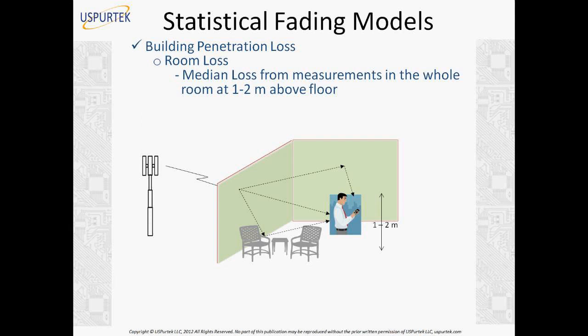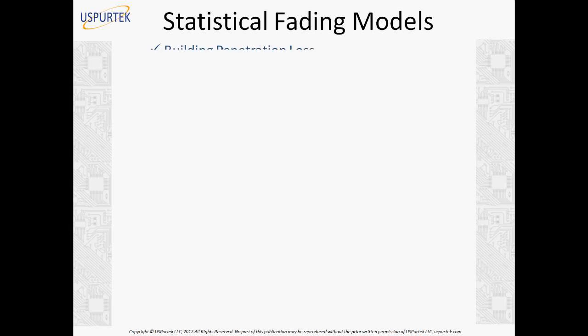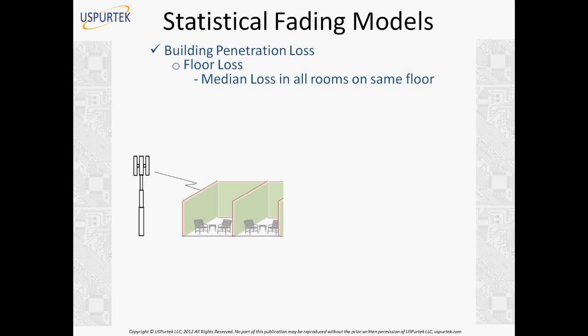Room loss is nothing but the median loss from measurements in the whole room at 1 to 2 meters above the floor. So 1 to 2 meters is the estimated height of the mobile handset or a computer, which could be present in the room. That is called a room loss. Or you could have a floor loss. In the case of a floor loss, you don't consider just one room, but all the rooms on the same floor. So the median loss in all the rooms on the same floor is called the floor loss.